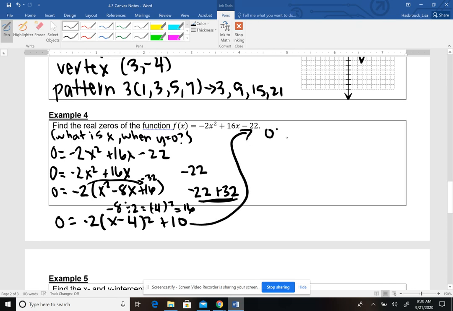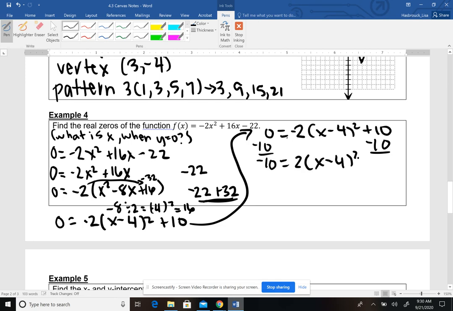Okay, so now 0 equals negative 2 times (x minus 4) squared plus 10. We can solve this. I'm going to go ahead and subtract 10 from each side. So I get negative 10 equals 2 times (x minus 4) squared. I'm going to divide both sides by negative 2. So I get 5 equals (x minus 4) squared.